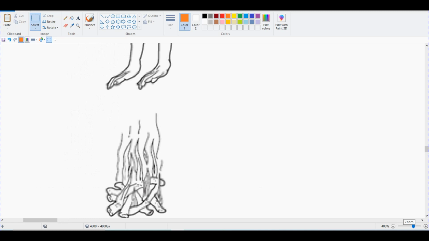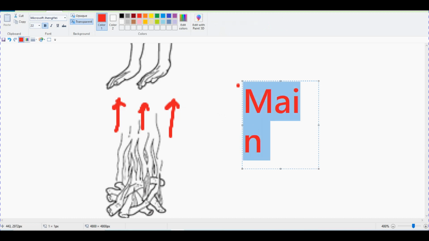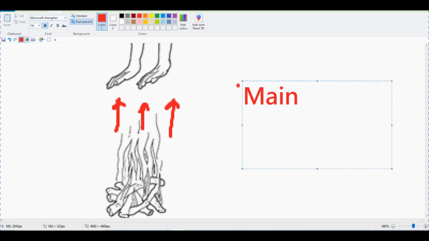What's the major heat transfer right here? Of course it will feel hot. But what is the main mode of heat transfer in this case? Sorry, it's hard to see, right? So I go to typing. Main process of heat transfer, of course.